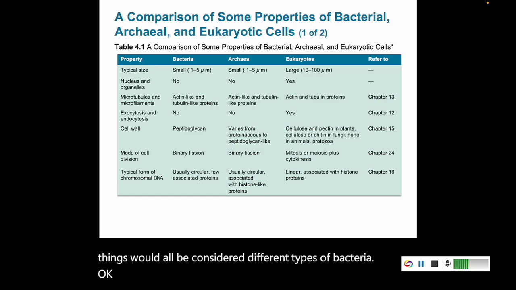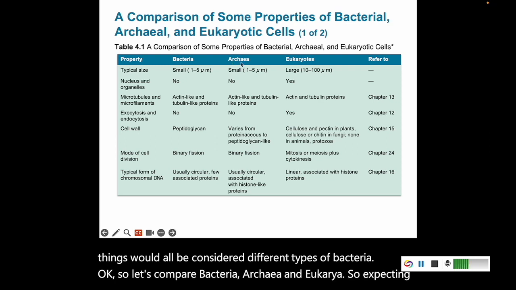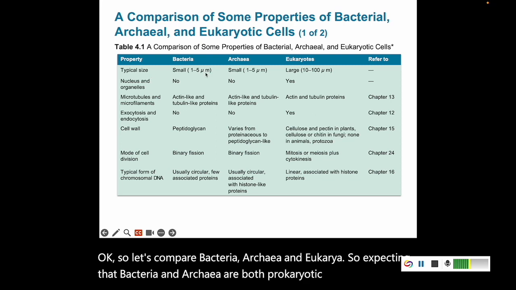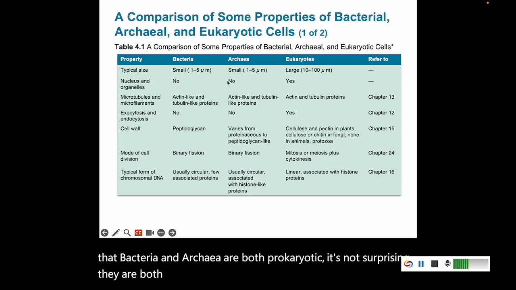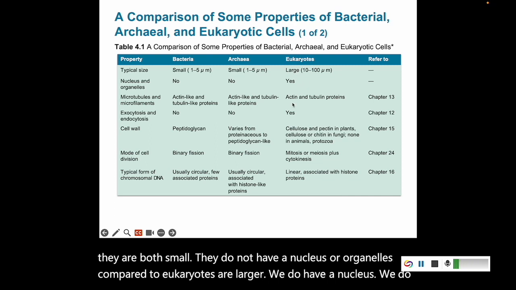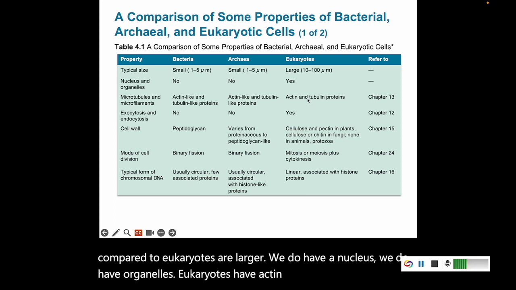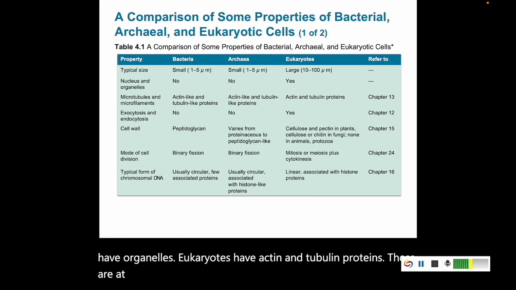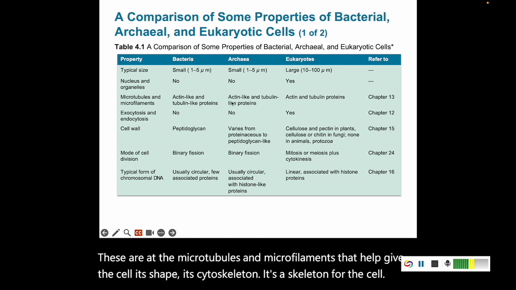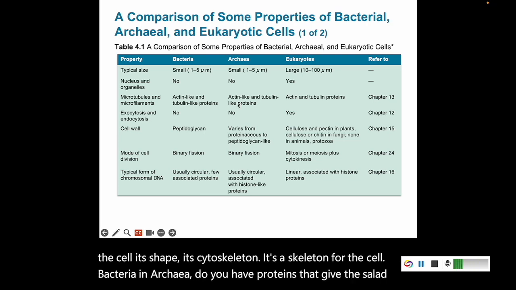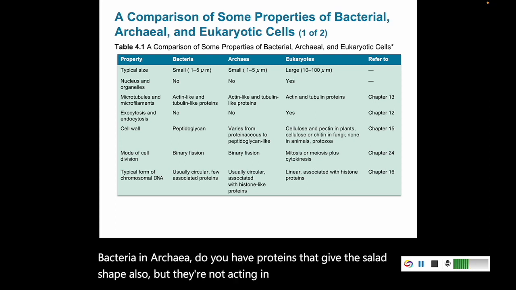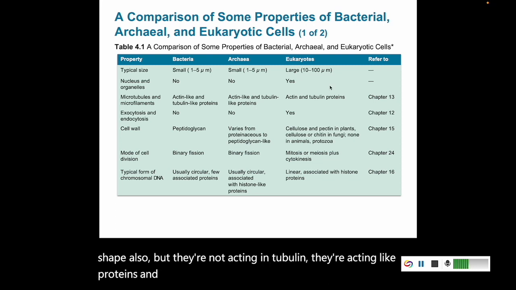Okay, so let's compare bacteria, archaea, and eukarya. Expecting that bacteria and archaea are both prokaryotic, it's not surprising. They are both small. They do not have a nucleus or organelles. Compared to eukaryotes, which are larger, we do have a nucleus, we do have our organelles. Eukaryotes have actin and tubulin proteins. These are the microtubules and microfilaments that help give the cell its shape. It's the cytoskeleton, the skeleton for the cell. Bacteria and archaea do have proteins that give the cell its shape also, but they're not actin and tubulin. They're actin-like proteins and tubulin-like proteins.